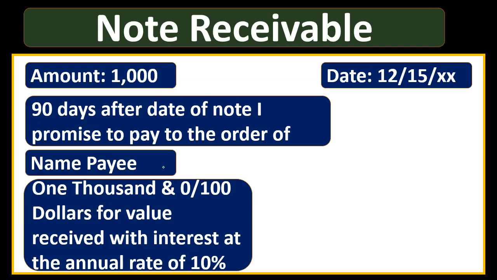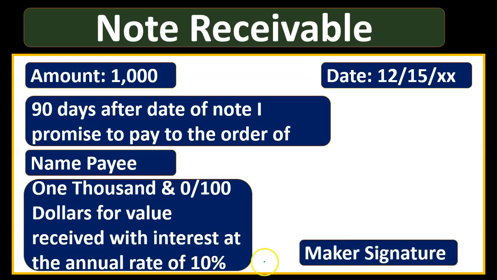Then we're going to have $1,000 for value received with interest at the annual rate of 10%. So in other words, we're typically going to have the principal amount that will be due in some time period, 90 days in this case, from the date of the note to the payee, and then we're going to have the interest rate, in this case 10%. Then we're going to have the maker of the note's signature here.